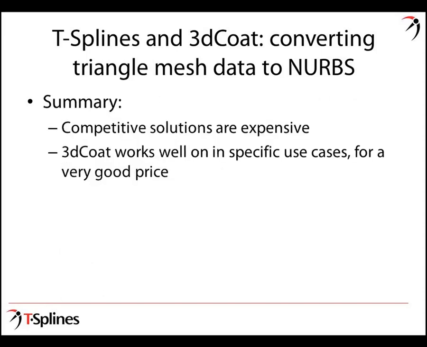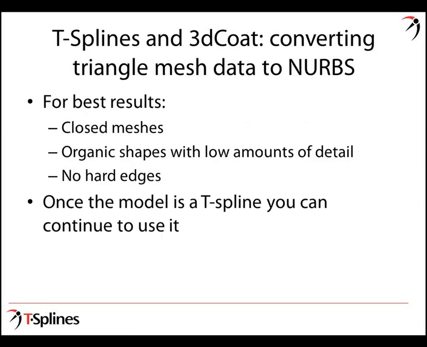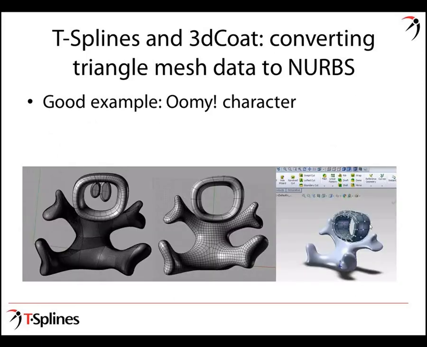And just as a summary, again, of why we're talking about this today, the competitive solutions are expensive, dedicated reverse engineering software, and 3D Coat does work well in specific use cases for a good price. For the best results when using the software, you're going to want to use a closed mesh. You're going to want to have an organic shape that you're trying to fit to with a low amount of detail without any hard edges. And again, the benefit of this is that once you have that model retopologized in 3D Coat, you can convert it to T-Splines and then continue to model it in T-Splines.